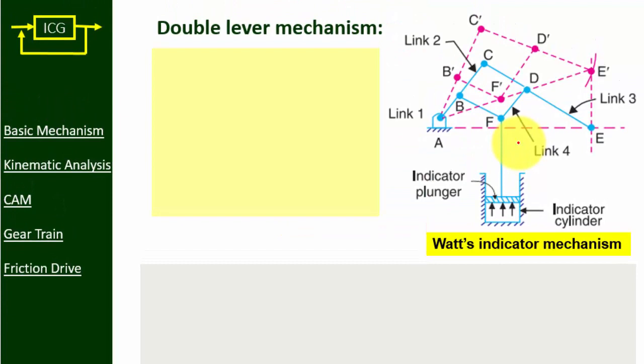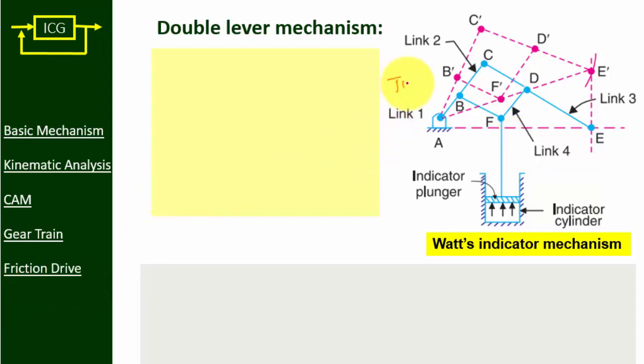Next, inversion 3. In inversion 3, there are two types: one which satisfies Grashoff's law, and one without satisfying Grashoff's law. So what will happen when it satisfies Grashoff's law? A crank makes complete rotation. What will happen when a link doesn't satisfy Grashoff's law? There is no complete rotation for the crank. So this is type 2.